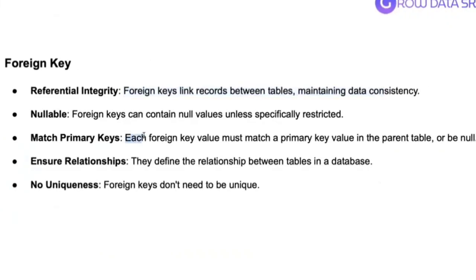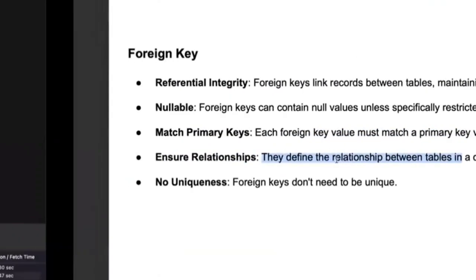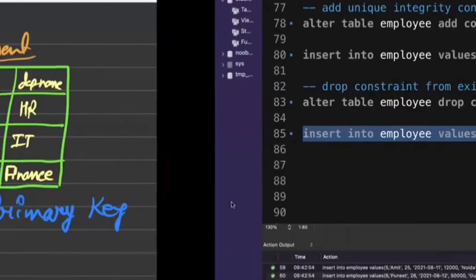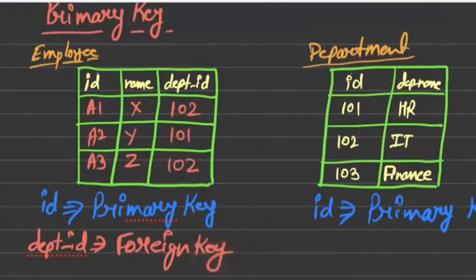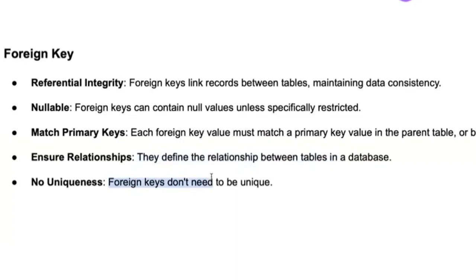Match primary keys. Each foreign key must match a primary key value in the parent table or be null, for the constraint I was talking about. Ensures relationship: they define the relationship between tables in the database. This is the main part I was also highlighting, related to your data modeling. Whenever you are doing data modeling, these types of foreign key columns define some kind of relationship between the tables, so for that it is important. No uniqueness: foreign keys don't need to be unique. That is the point I was highlighting.